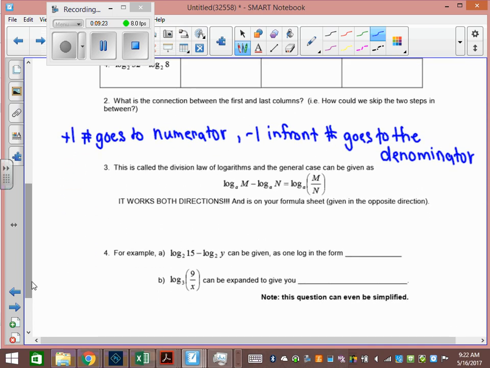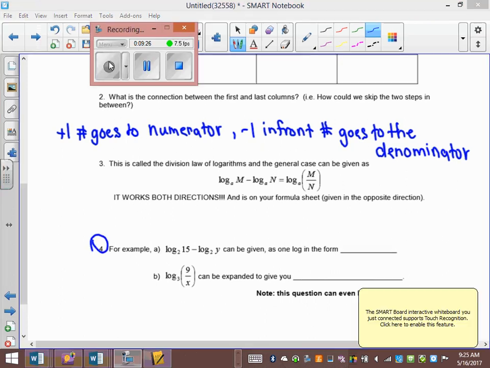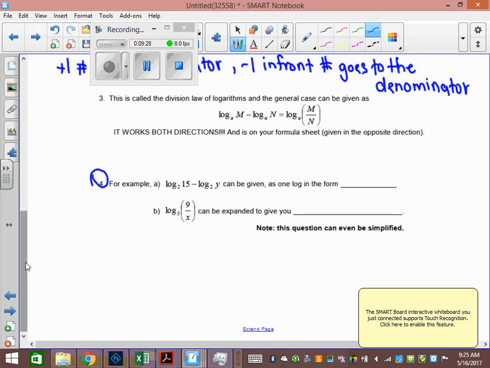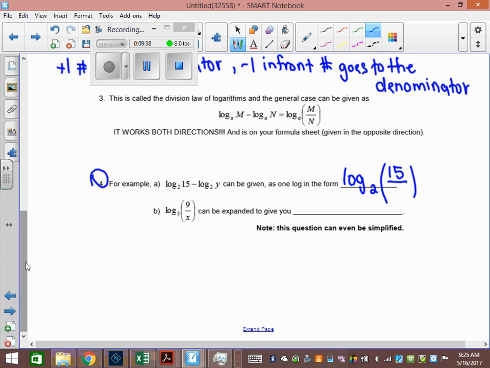So you try these two. For this one, you're going to get log base 2. Because there's a plus 1 in front of the 15, it goes in the numerator. And because there's a negative 1 in front of the y, it goes to the denominator, and that's as good as it gets. This one you can expand out. It would be log base 3 of 9 minus, because the x is on the bottom, log base 3 of x, which would be 2 minus log base 3 of x. Okay?